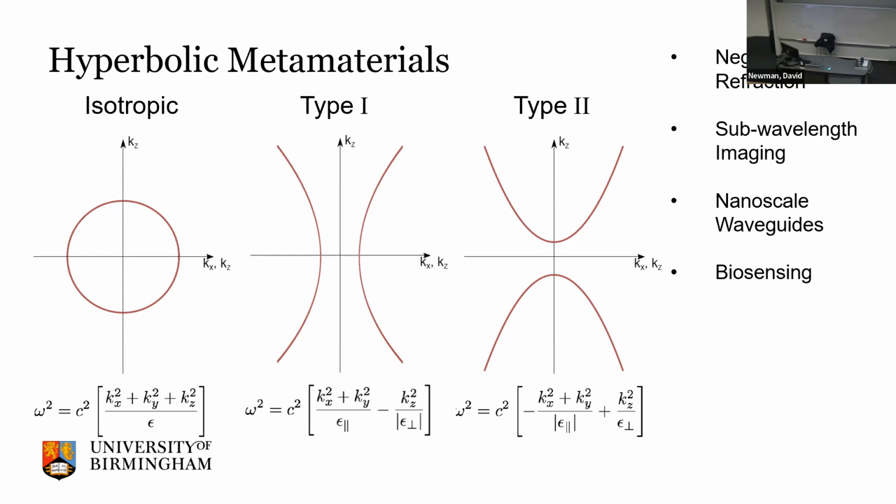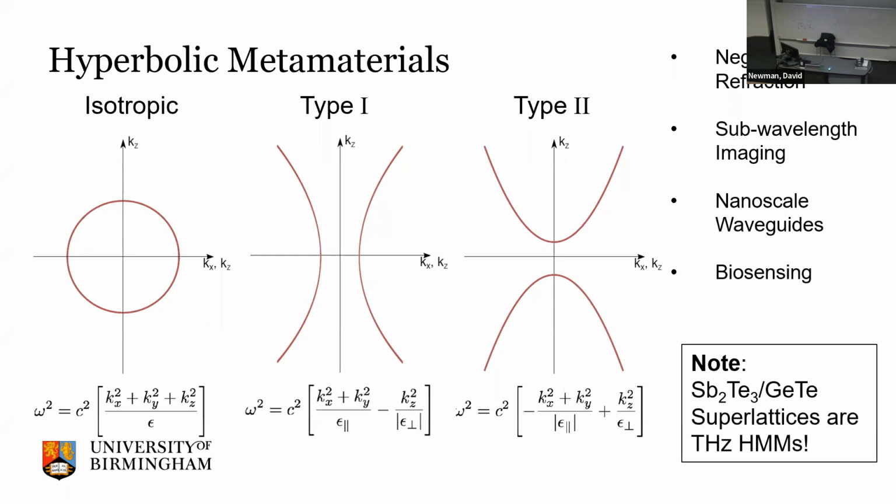Large K vectors means that the wavelength is going to be very small, and you're going to be able to sense things more easily, because you're more likely to interact with anything that you put close to the metamaterial surface. So there are two types of these metamaterials, type 1 and type 2, and they've been used for a range of different applications, from subwavelength imaging, nanoscale waveguides, to biosensing.